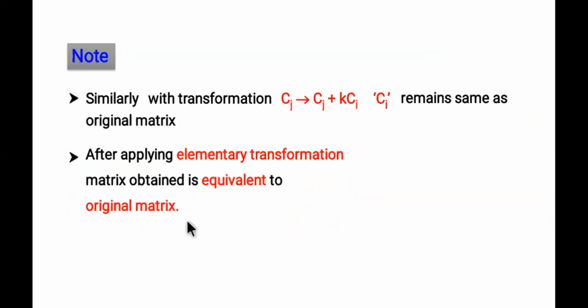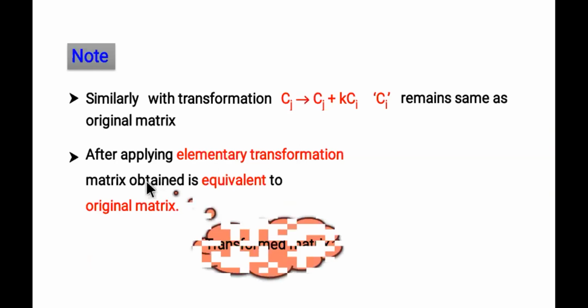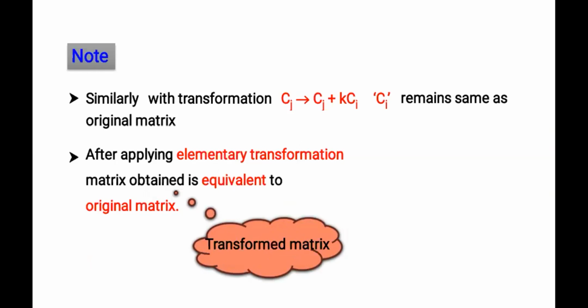Okay. Now the other point is, after applying your elementary transformation, your matrix obtained, that is the transformed matrix, is equivalent to the original matrix. That means it will be of the same order, it will be equivalent.